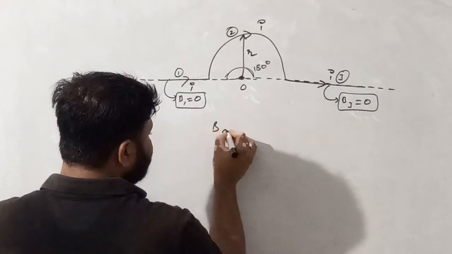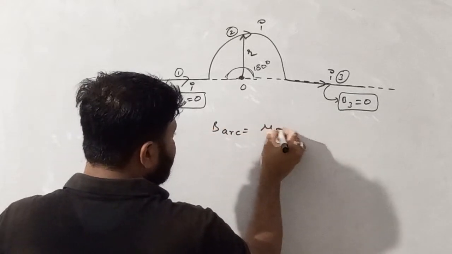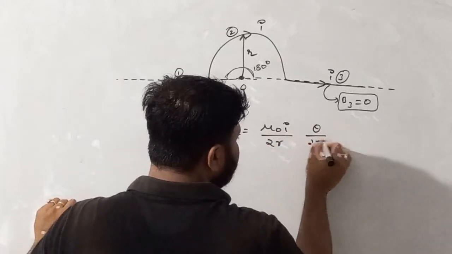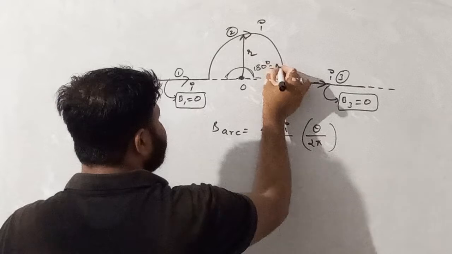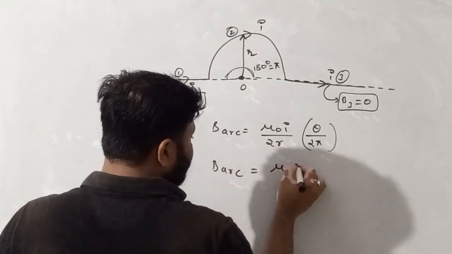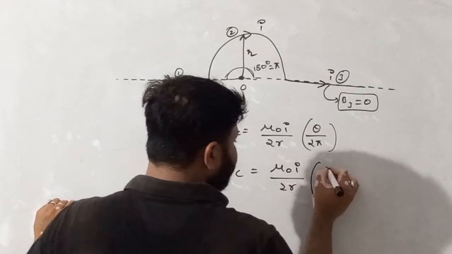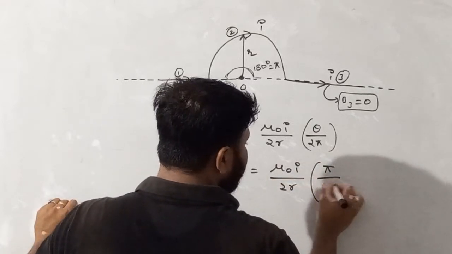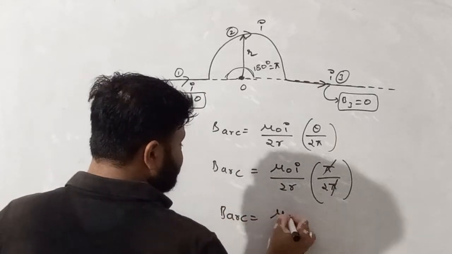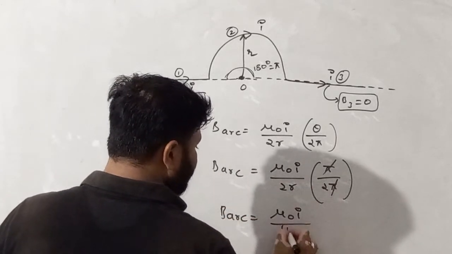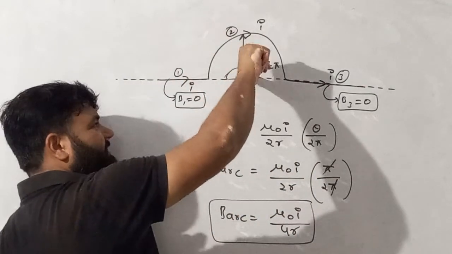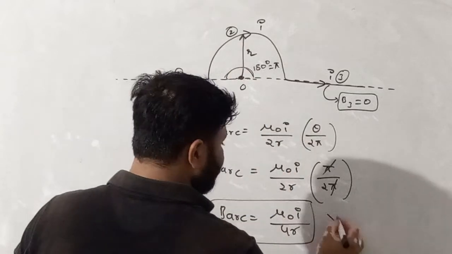So the magnetic field due to the arc is mu naught I by 2r times theta by 2 pi. If this is 180 degrees, it can be written as pi. So the magnetic field due to the arc is mu naught I by 2r, theta is pi upon 2 pi, pi and pi get cancelled. So the magnetic field due to the arc can be written as mu naught I by 4r. This is the value of the magnetic field. Now check the direction. The direction is inside, so it must be a cross.